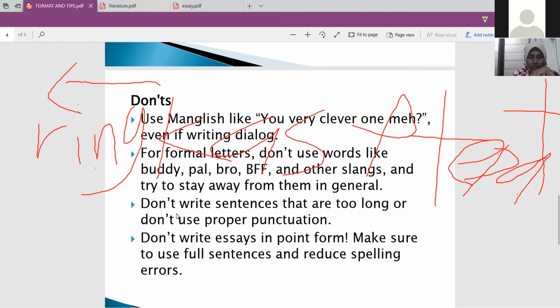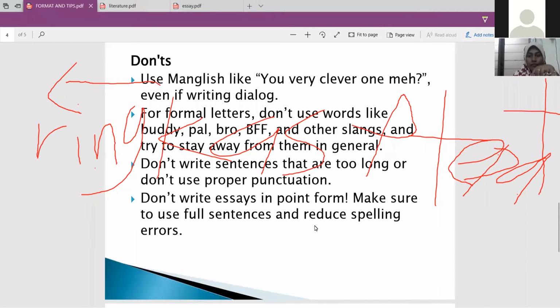Okay, so do not write sentences that are too long. Use proper punctuation. For the essay, you have to leave a space, and then you have to start your paragraph. So it's paragraph by paragraph, and then don't make it too small. Don't crumple everything in a page.